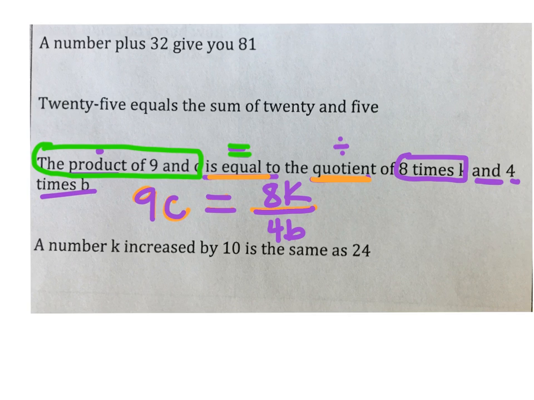All right, let's try one more. Let's try this bottom one. So it says a number k increased by 10. I know increased by means I add. It says is the same as, that's equal sign, as 24. So let's kind of go through it. All right, again, it says a number k increased by 10. I'm going to write k plus 10 is the same as, remember that means equals, is the same as 24, equals 24. All right, so we just wrote an equation. Now you could go ahead and solve that. But today we're just focusing on writing equations. So I'd like you to go back and finish the ones that we skipped.